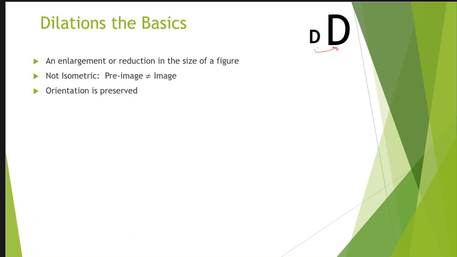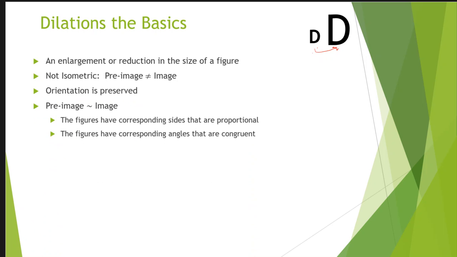The next term we need to know with dilations is that orientation is preserved. Again, the only one of our transformations that does not preserve orientation are the reflections. The next mention about dilations is that the pre-image is similar to the image. That's what this tilde means here. It means similar.